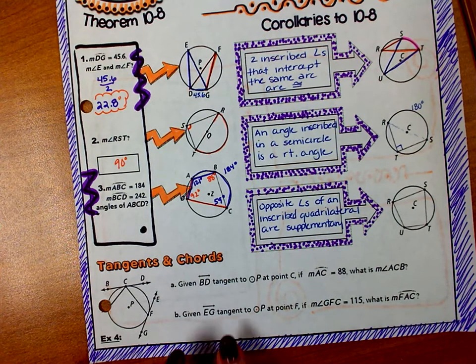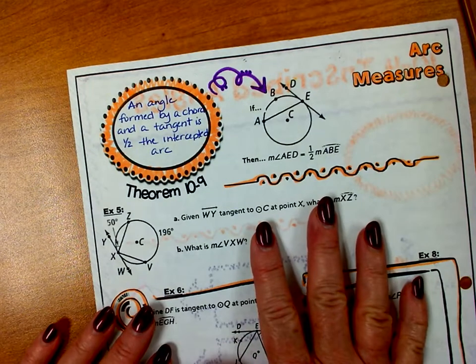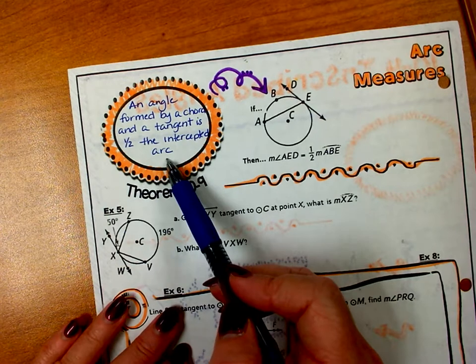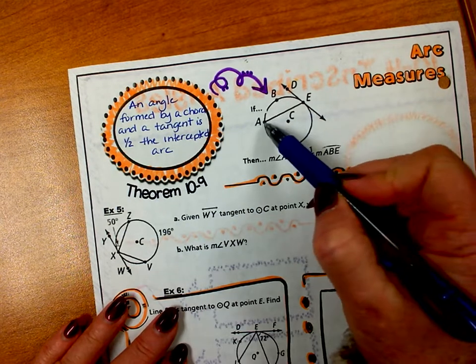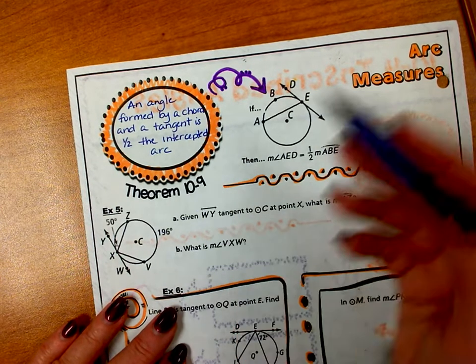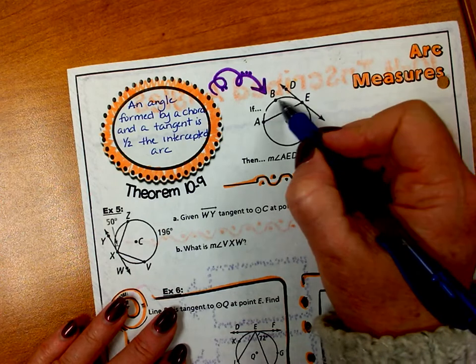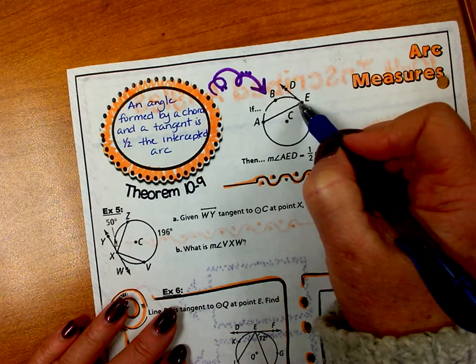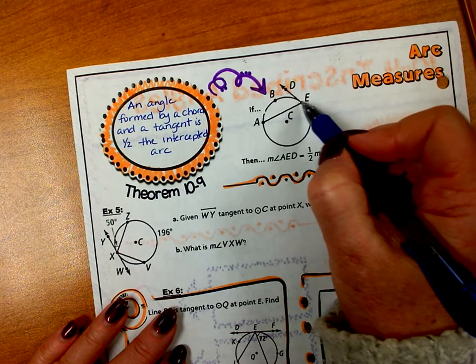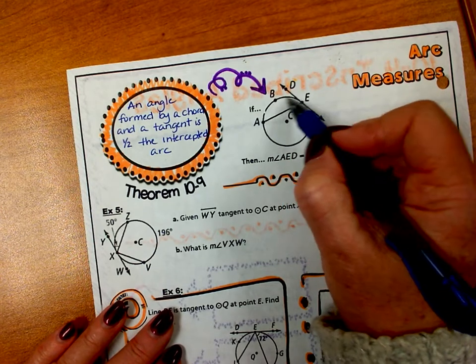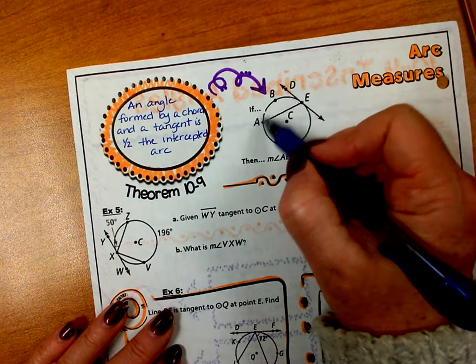But before we look at example 4, let's take a look at Theorem 10.9. Theorem 10.9 says an angle formed by a chord and a tangent, so here's a chord, here's a tangent, is half the intercepted arc. Whatever this arc is between the vertex and the endpoint, that's the intercepted arc. So this angle is going to be half of whatever this arc is. If we know the angle, then we double it to get the arc.